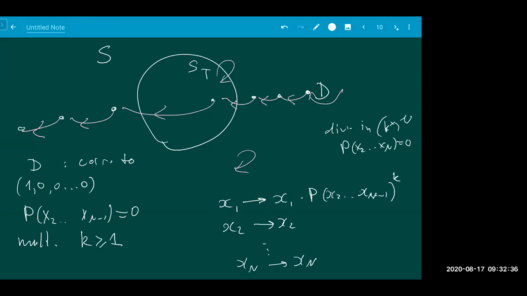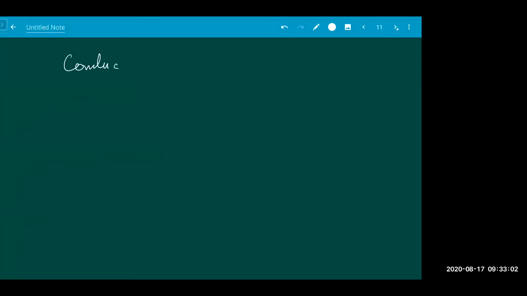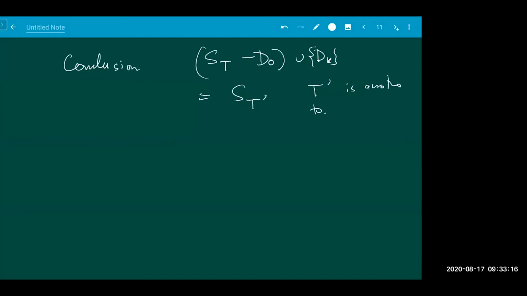in your... the old vector by in U1, and you see that here you get something like d0, d2 will be equal to dk, so it will be maybe labeled by integers. So the picture is that the conclusion is that ST minus d0 union dk is ST prime, which is another toroidal model.